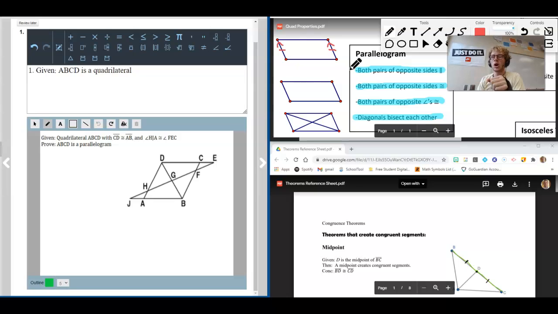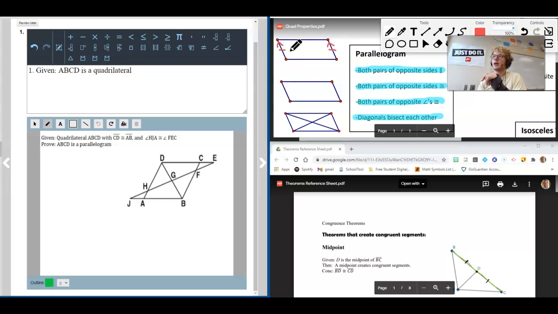Okay, there are other ways to prove that something's a parallelogram. For example, proving that opposite sides are congruent, proving that both pairs of opposite sides are parallel, proving that both pairs of opposite angles are congruent, proving that the diagonals bisect each other. All of these are ways to do this.